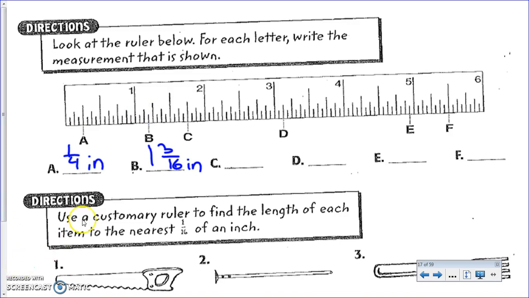For C, we know it's past 1 inch, but it's not up to 2 inches. And we can tell it's sitting on one of the quarter lines. So we're going to count 1/4, 2/4, which is also 1/2, and then 3/4. So we get 1 and 3/4 inches. For D, we know we're past 3 inches. We can tell D is sitting on the eighths line. If we look, it's on the first eighth line. So we know we have 3 and 1/8 inches.